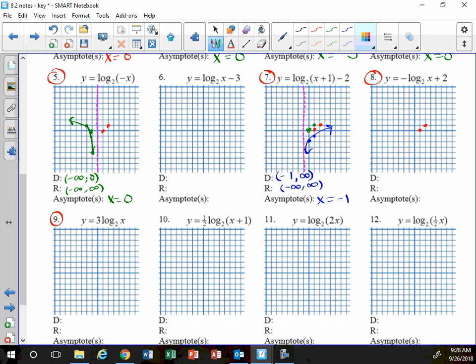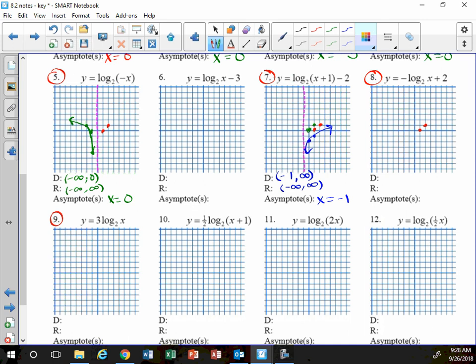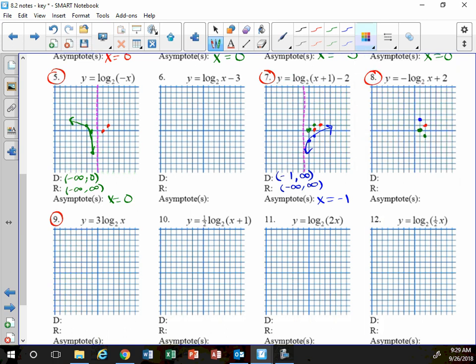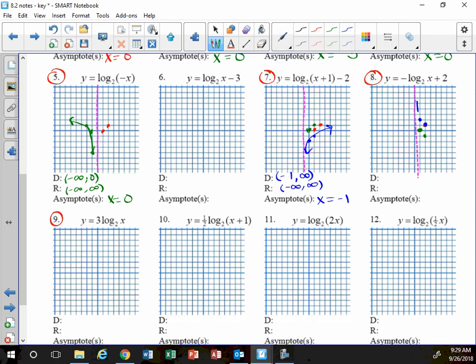8. I start with 1, 0, 2, 1. I have to deal with the negative in front first, which that point doesn't move. 2, 1 becomes 2, negative 1. Then I can move up 2. My asymptote has not gone anywhere. And I get that shape. How do we do on 8?